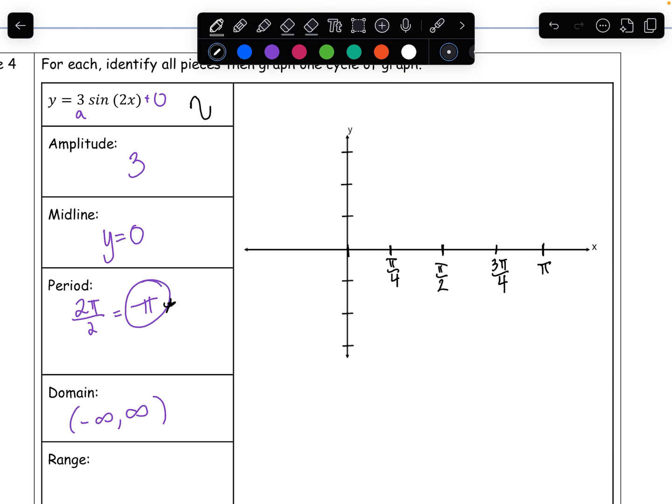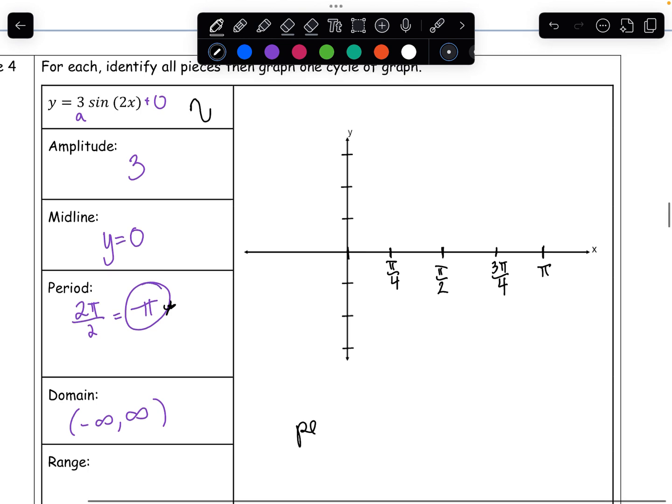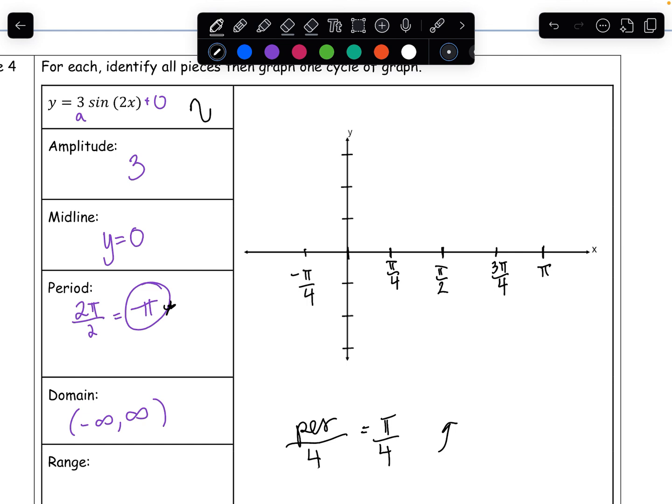You can also take your period and divide it by 4. And so that is what you're going to be adding and subtracting. So if you wanted to get negative pi fourths, if you wanted to graph more than one cycle, but all we need to do is graph one cycle.